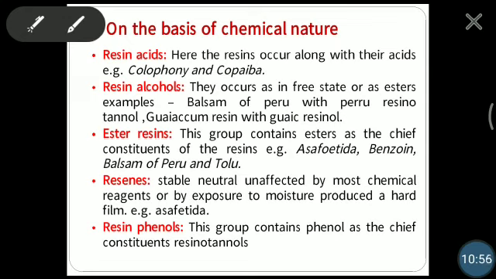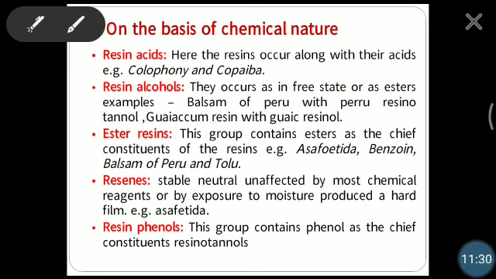Then the next classification is classification on the basis of chemical nature. As we have discussed earlier, in chemical properties it is categorized into resin acid, resin alcohol, ester resins, resenes, and resin phenols. We'll discuss it one by one. First is resin acids. Here, the resins occur along with their acid, for example colophony, copaiba.